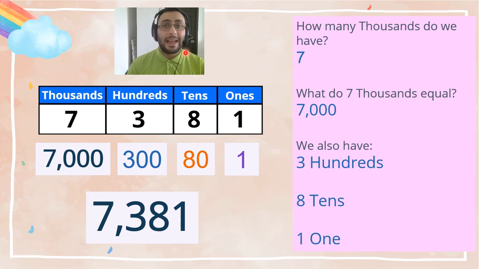Repeat after me. Before we read this again, repeat the word thousands with me. Thousand, thousand, thousand, thousand. Very good. Now let's read this number together. 7,381. One more time. Repeat after me. 7,381. Wow. Now we can read even a big number like this.